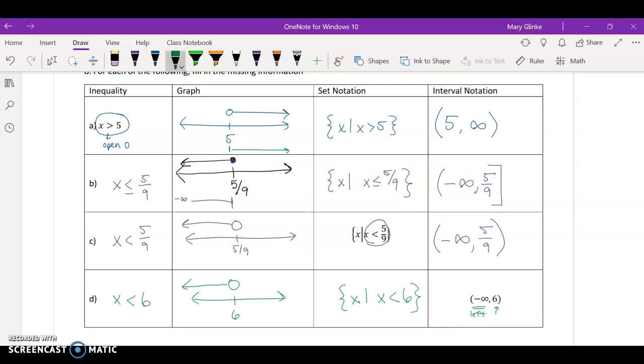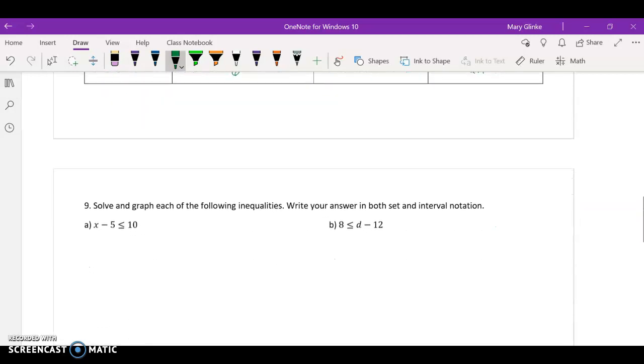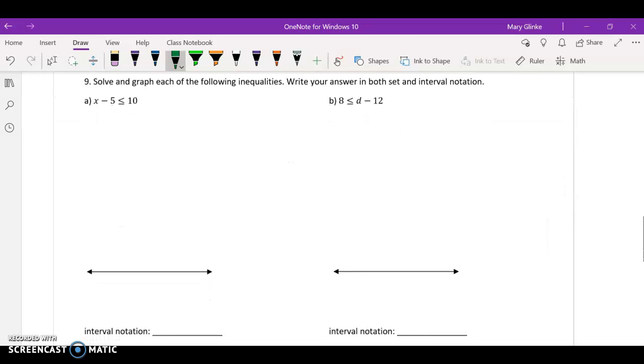So these were kind of giving you all these different examples and being able to write the inequality, the graph, set notation, and interval notation. We're going to start off then solving a couple examples here. So we have x minus 5 is less than or equal to 10. We want to be able to solve that and then graph it and answer for our interval and set notation.